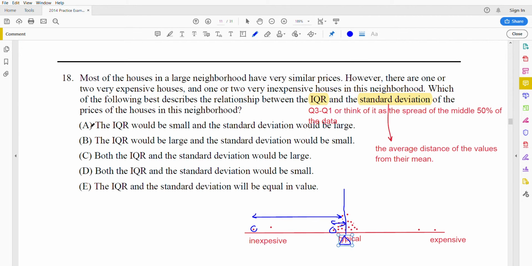Okay. All right, so the IQR will be small because we're only looking at the middle 50%. Standard deviation will be a bit bigger because it's having to average in the distances of the outliers from their mean. So correct answer should be A. Okay, IQR will be small and the standard deviation would be large.